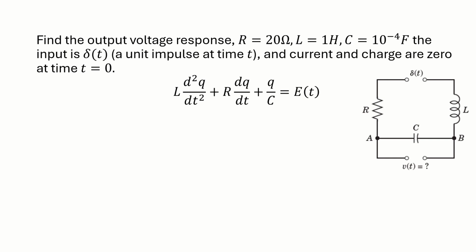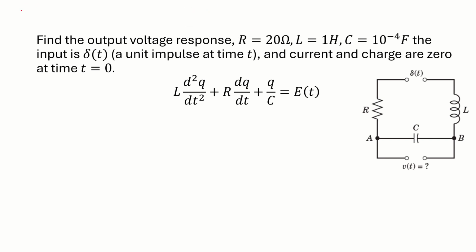In this case, what do we do? We are basically using the second form of the equation, that is L d square q by dt square plus R dq by dt. From here we would find Q, and then from Q we can find the output voltage as well, because you know that voltage is also Q by C. Okay, so the process is the same.